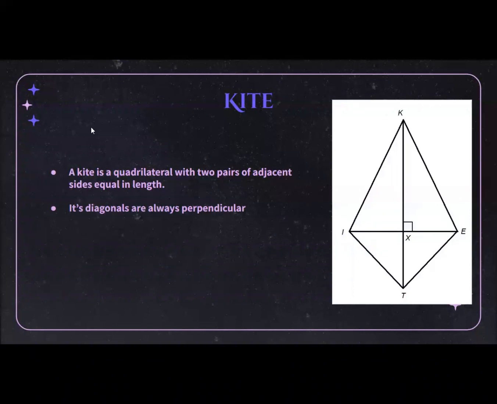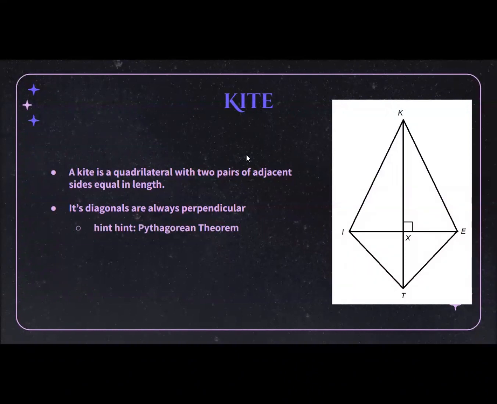And what's interesting is that its diagonals are always perpendicular. So KT and IE are perpendicular. And what this means is a hint: Pythagorean theorem. You might see KXE, see this triangle right here? You can see this right angle in the triangle, meaning Pythagorean theorem. Anytime you see a right angle and triangle, usually that means Pythagorean theorem. So in this case, it does. So for instance, if I gave you the length of these diagonals, you could probably find the length of all the sides because you can use Pythagorean theorem.